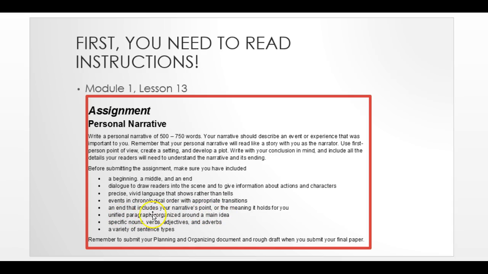So everything is organized around your main idea, like how you want the story to end. Use specific language so we completely understand what happened. Think about what's the best word to describe what happened, and use those types of words.